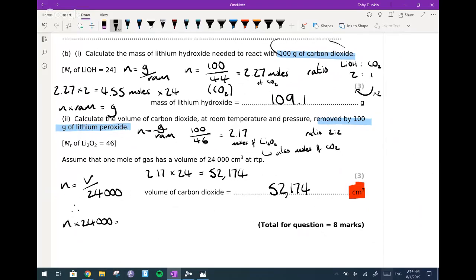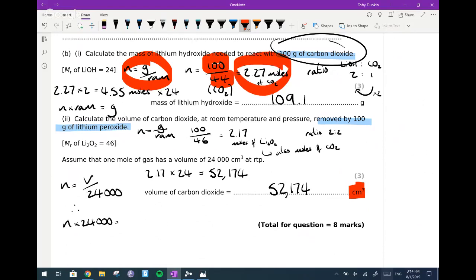Right, well, the first thing I'm going to do is I need to work out moles. So, moles is grams over Mr. There's my equation, followed by 100 grams over 44, the relative molecular mass of CO2. I get moles of carbon dioxide. What's the ratio from the equation? It's 2 to 1. Right, multiply the moles up.